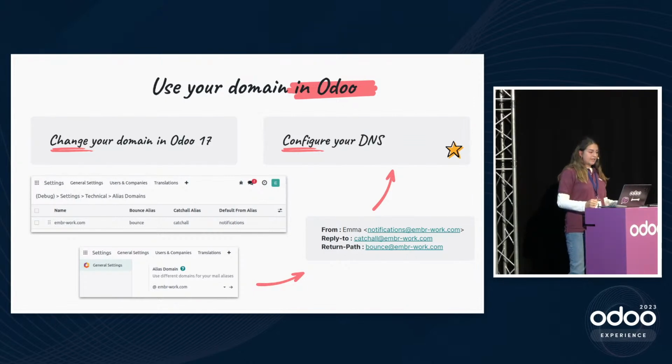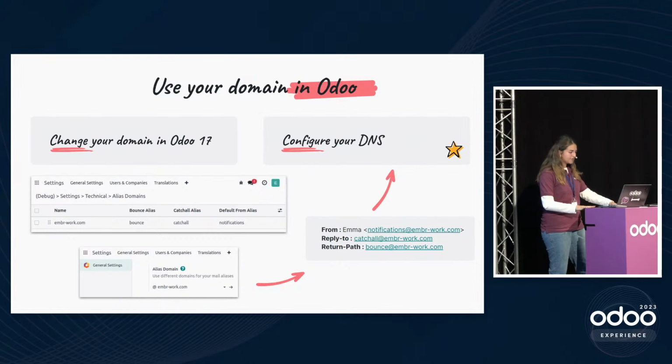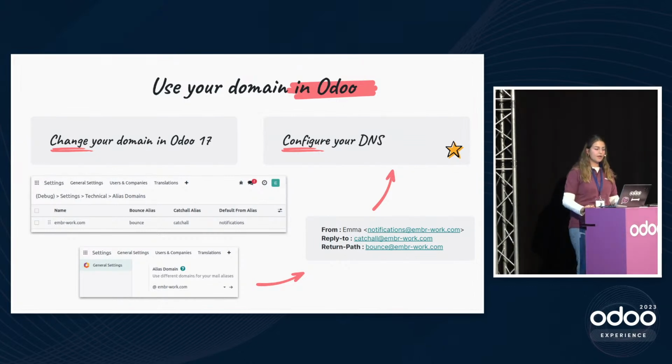Here we are in the case where I want to use my own domain, but still want to use Odoo's default server. So first step, I will need to modify the system parameters if I am using Odoo version before Odoo 17, or to modify my domain or my domains in the settings directly in the new alias domain menu. So here is a little sneak peek about the new alias domain menu, but we will come back to it later.